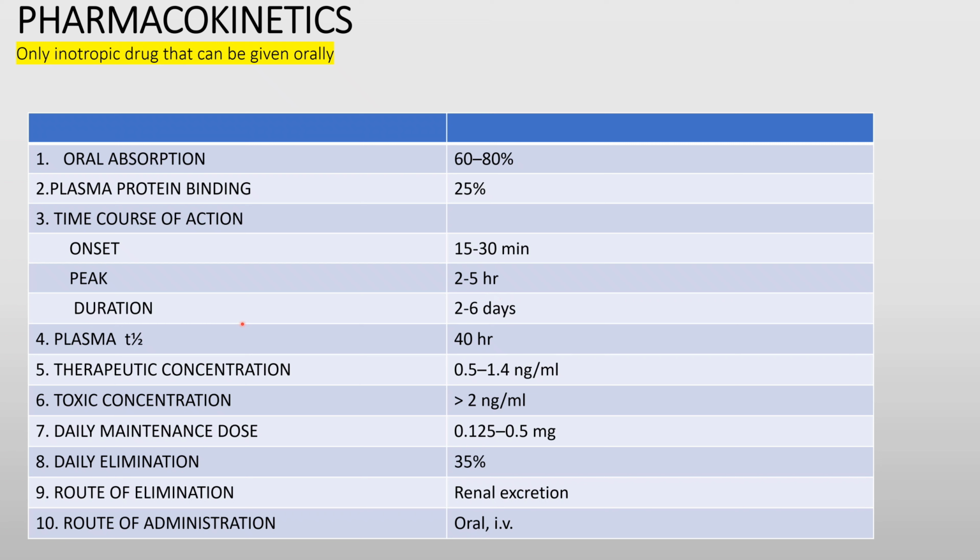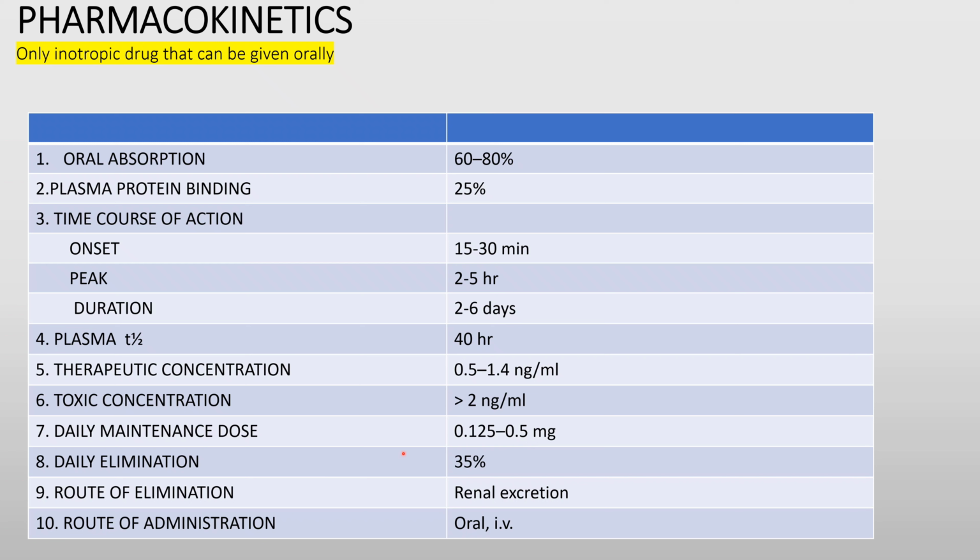Duration of action lasts for 2 to 6 days. Plasma half-life is about 40 hours. Therapeutic concentration is 0.5 to 1.4 nanogram per milliliter. Toxic concentration is greater than 2 nanogram per milliliter. Daily maintenance dose is about 0.125 to 0.5 milligram.